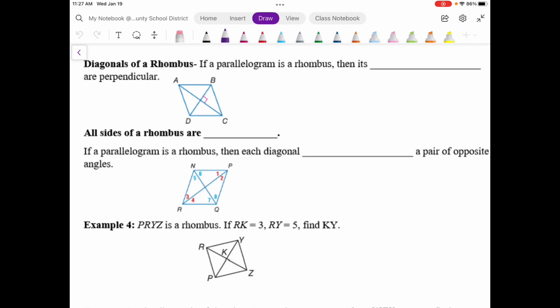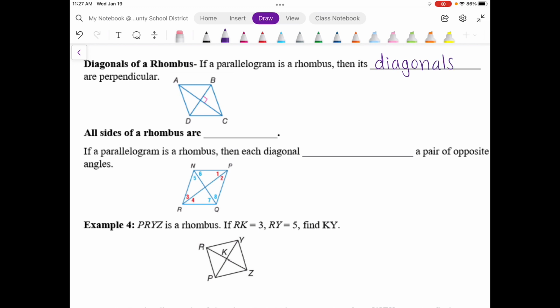This is a continuation of the 6.4, 6.5 notes. So we're on the back side talking about rhombi. First we have the diagonal of a rhombus. If a parallelogram is a rhombus, then its diagonals are going to be perpendicular to each other.